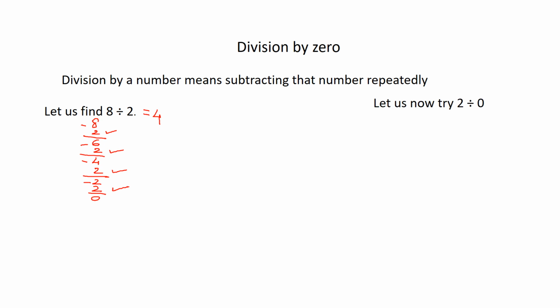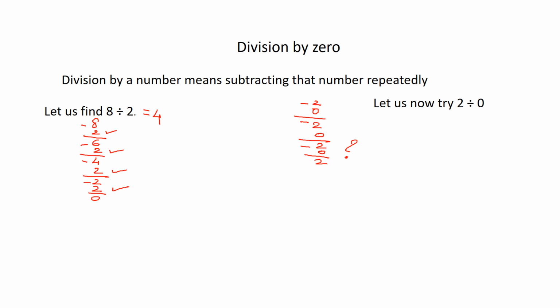Okay, let us now try 2 divided by 0. Now, if I try 2 divided by 0, I have to continuously subtract, isn't it? 2 minus 0. 2. Again, I have to subtract 0. Again, I will get 2. Again, I have to subtract 0. At any point of time, will I get 0 as the remainder, children? No. We are not going to get 0 as answer. It will keep coming as 2. Understood? So, division by 0, there is no end to it.